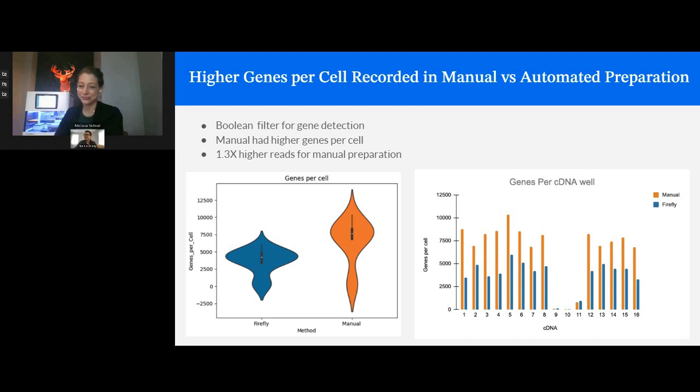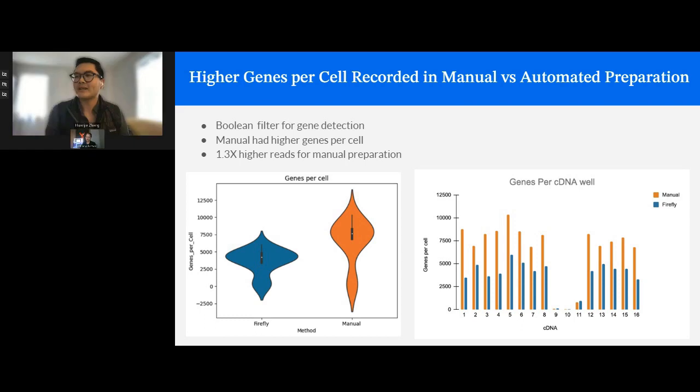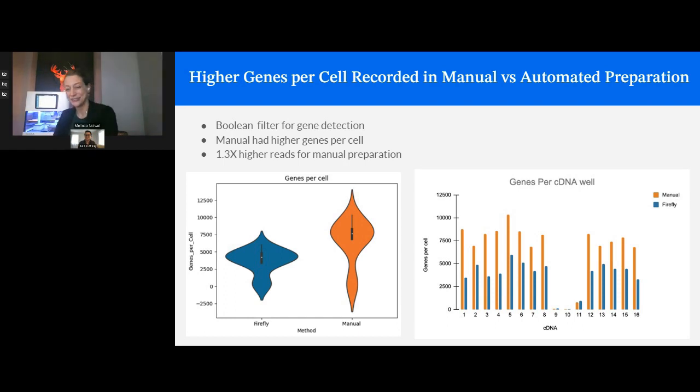Great. So there's a question: why is there a difference between the traces for the Firefly pool and the manual pool? I'll let Ritwik and Cheryl take that one. Yeah. Let me pull up the slide. Just one second.